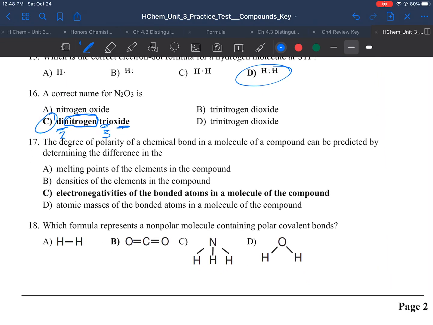The degree of polarity of a chemical bond in a molecule of a compound can be predicted by determining the difference in the, so right now we're looking at polarity for bonds. No, you can't determine for melting point, no densities, no atomic masses, but C, electronegativities of the bonded atoms is the right answer.